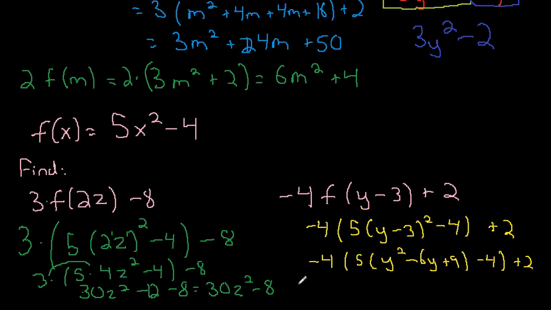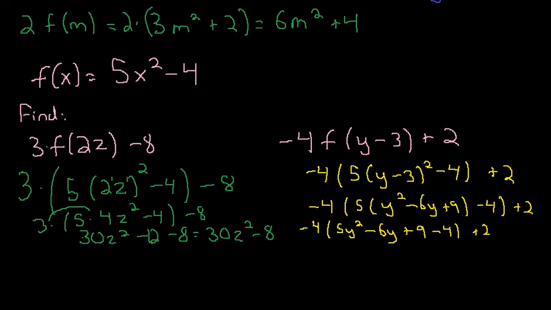I'm going to distribute this 5 to get rid of these parentheses. So I'm going to get negative 4 times 5y squared minus 6y plus 9 minus 4, plus 2. Combining the like terms inside, distributing the negative 4. Scroll down here. I get plus 9 minus 4 is 5. So negative 4 times 5 is negative 20y squared plus 24y minus 36. Distribute the negative 4, plus 16.